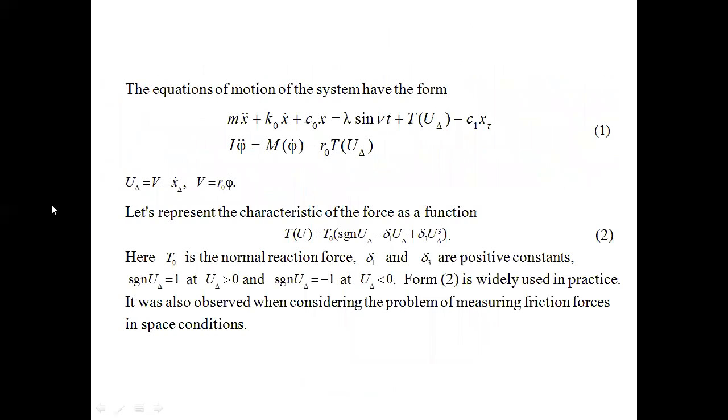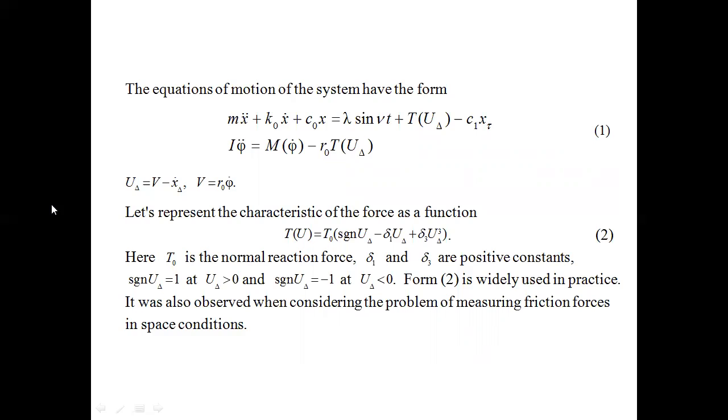The equations of motion of the system have the form 1. u_δ is equal to v minus the time derivative x_δ, and v is equal to r0 times the time derivative of φ. Let's represent the characteristics of the force as a function in form 2. Here, T0 is the normal reaction force.